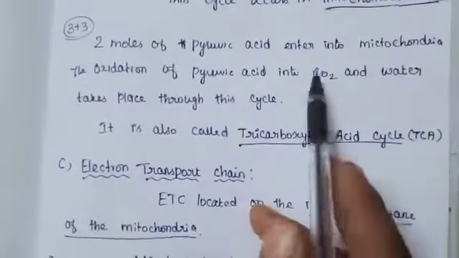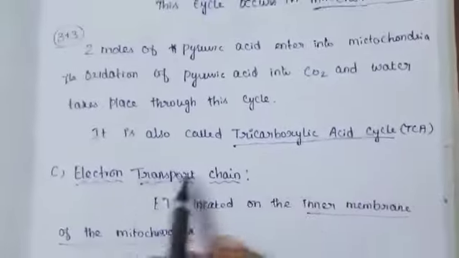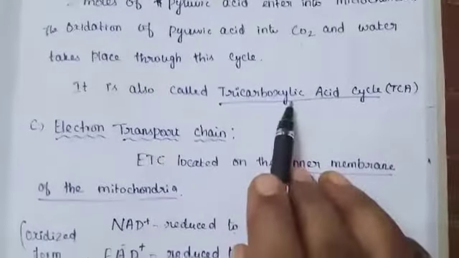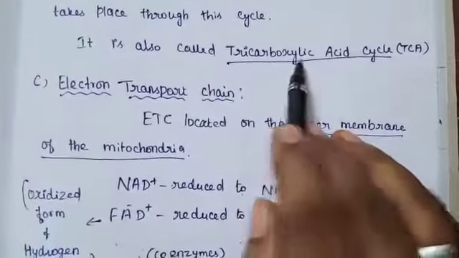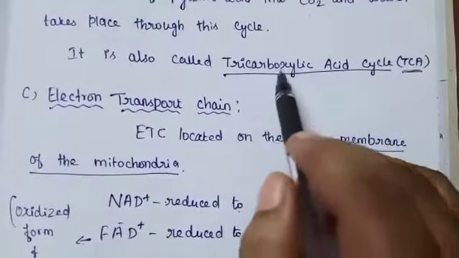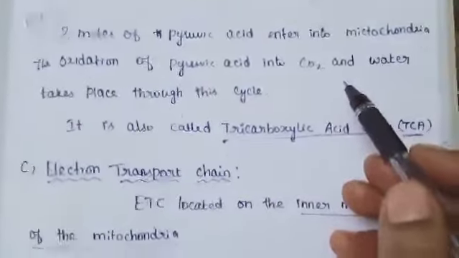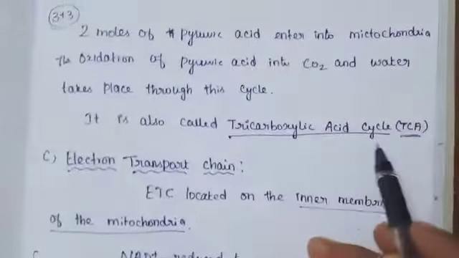The oxidation of pyruvic acid into CO2 and water takes place through the cycle. This is also called the tricarboxylic acid cycle, which means TCA cycle. What is the tricarboxylic acid cycle? In the Krebs cycle, 3 carboxylic acids are involved. So this is called the tricarboxylic acid cycle.